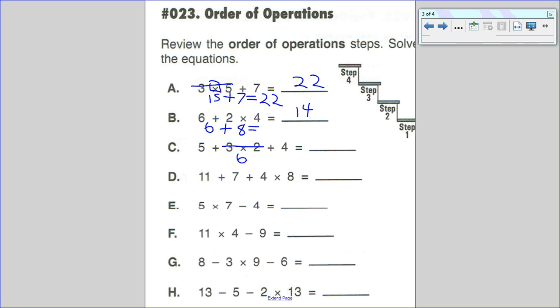We've completed the 3 times 2, so we have no more need for the 3, the 2, the multiplication symbol. We're done with it. So we can go on and just add. Just bring down the rest of it. So 5 plus 6 is 11. You add 4 more to 11, you get 15.